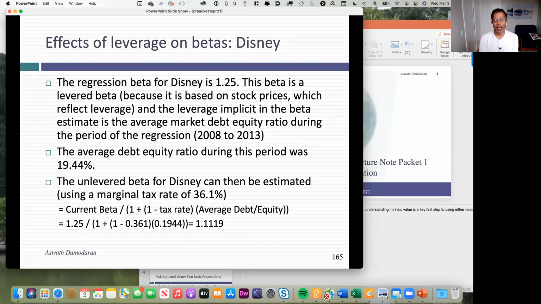Now I'm going to bring in a tax rate, and we'll talk more about tax rates next session. I'm going to bring in the marginal tax rate for Disney, the tax rate in the last dollar of income, and the marginal tax rate for Disney in 2013 was 36.1%. So let's see what we have. We have a regression beta 1.25, which we said is a levered beta. We have a debt to equity ratio during that period of 19.44% and a tax rate of 36.1%.